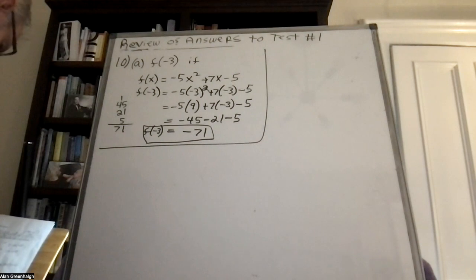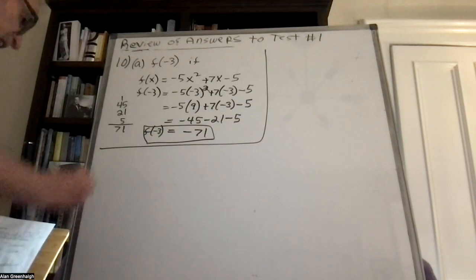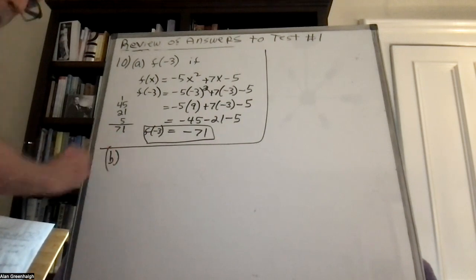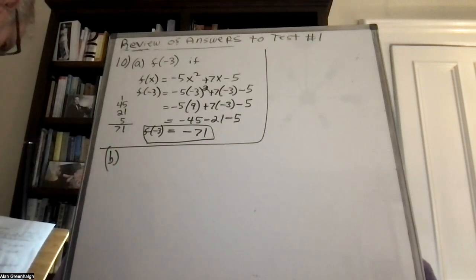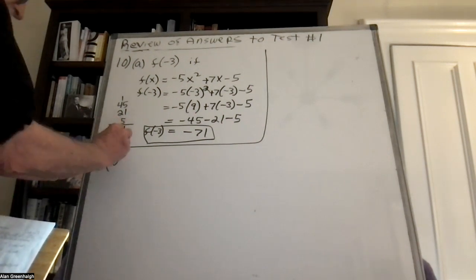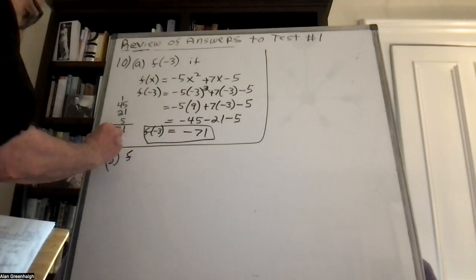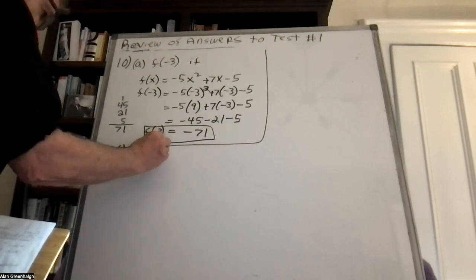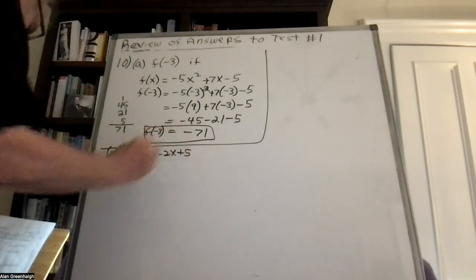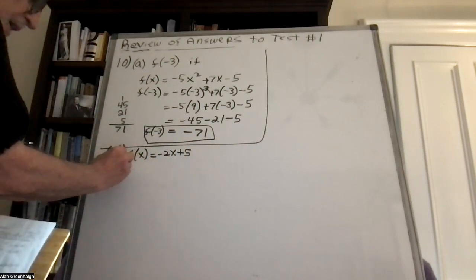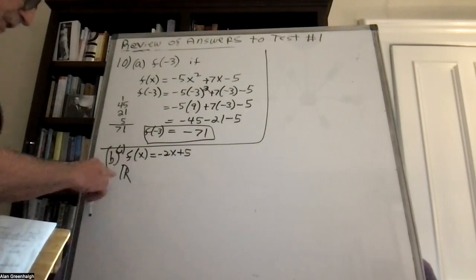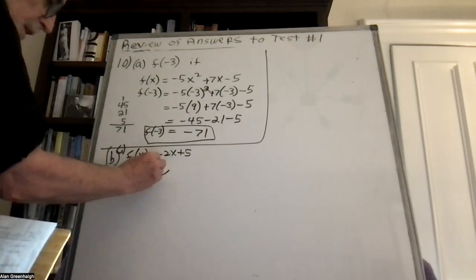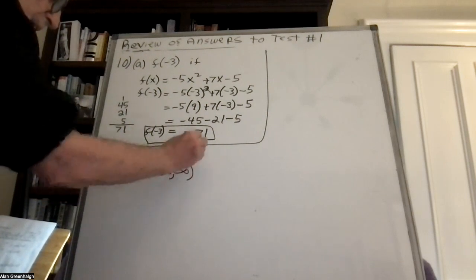Question number 2. I ask you to state in interval notation the domain for each of the following, starting with problem I, which is f of x equals negative 2x plus 5. For a linear equation of this type, it's going to be all real numbers. Very few people used that notation. Most people just did this, which was correct.